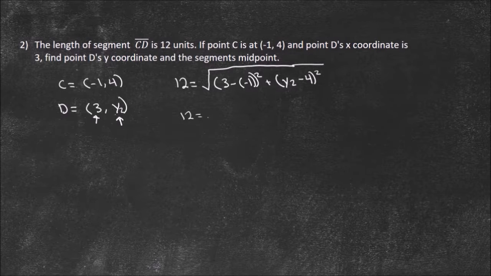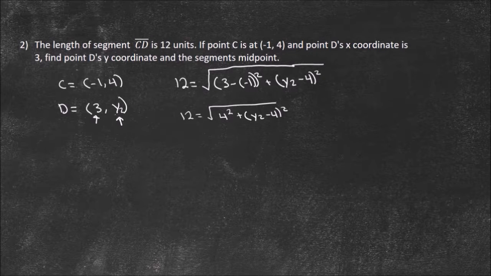So I get 12 equals the square root of 3 minus -1, which is 4, squared, plus y2 minus 4 squared. And that's what I'm going to be left with. And now it gets a little confusing. Like, how can I solve this? Well, I want to somehow get rid of this square root because that makes it really confusing.